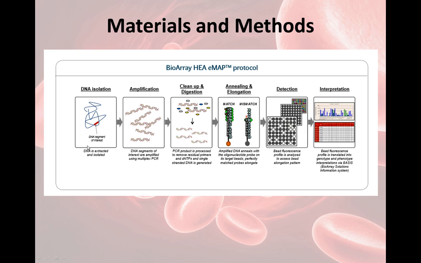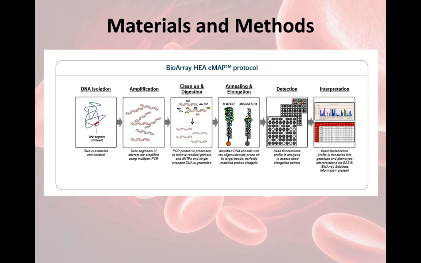So DNA isolation is performed using whole blood and a blood DNA extraction kit. During the amplification, specific DNA segments are selected and amplified using multiplex PCR, or PCR with multiple primer sets, which produces several different amplified regions of DNA of various sizes so that several sections can be detected using one procedure. The PCR products are processed to remove any residual primers, and then single-stranded DNA is generated. The amplified DNA will bind or anneal with a specific oligonucleotide probe on its target bead.